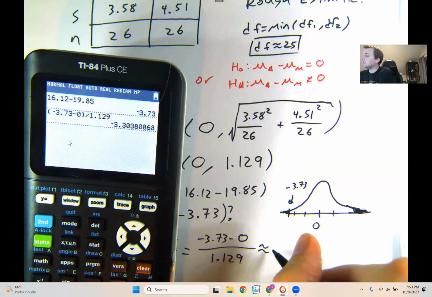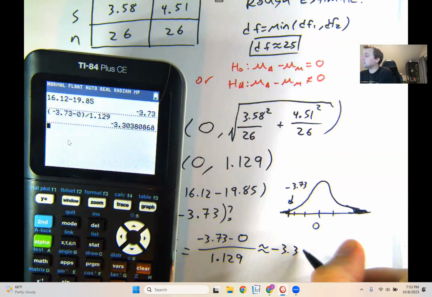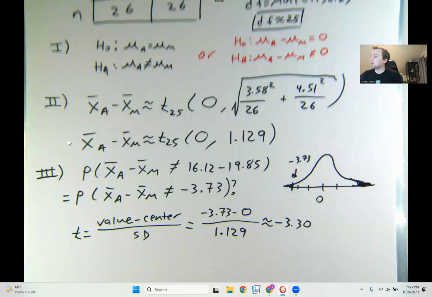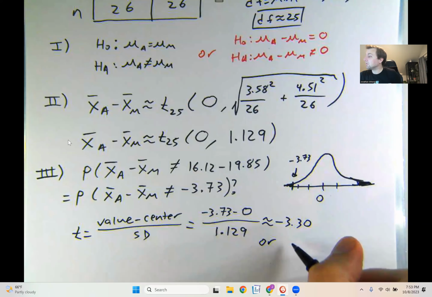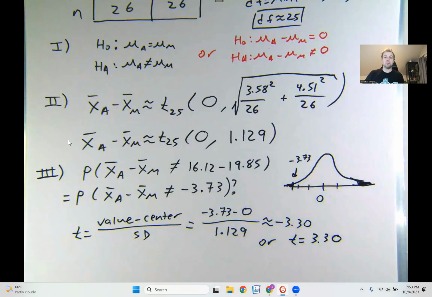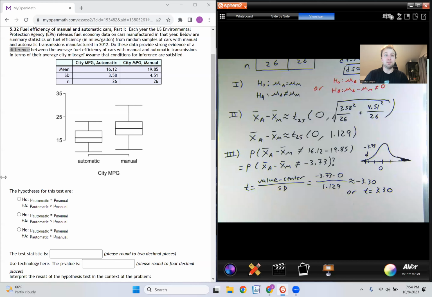I got negative 3.30 as my t-score there. This is a two-tailed test, so that other t-score would be 3.30. Now I'm going to go into GeoGebra, and I'm going to look up that t-score.